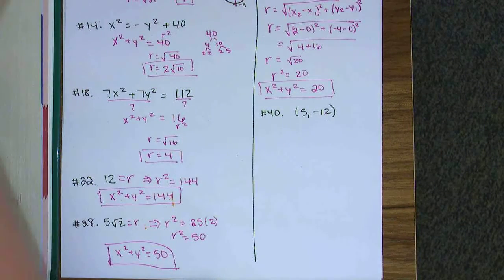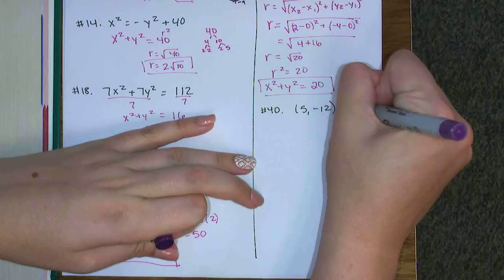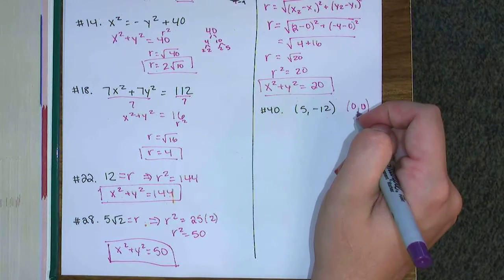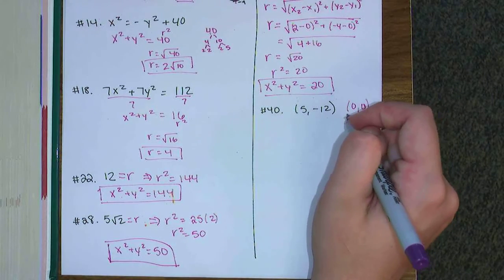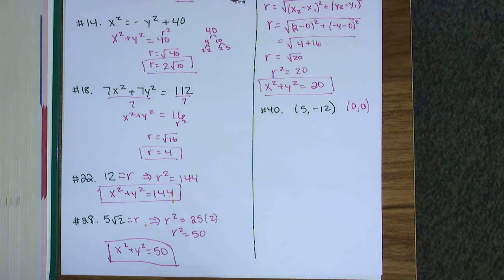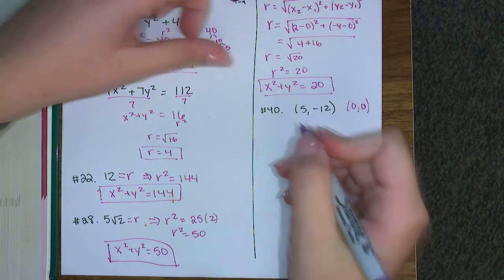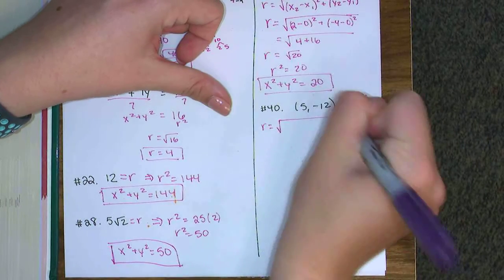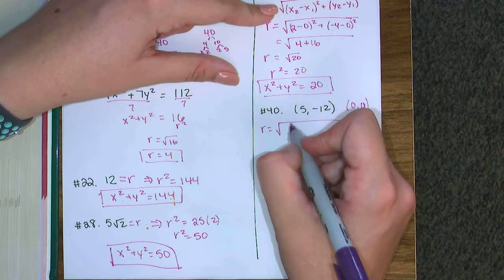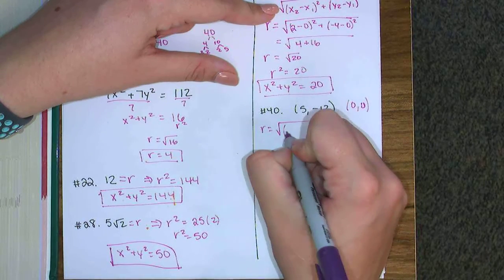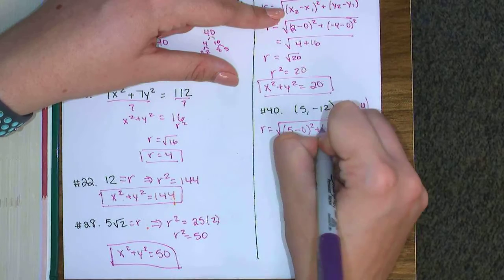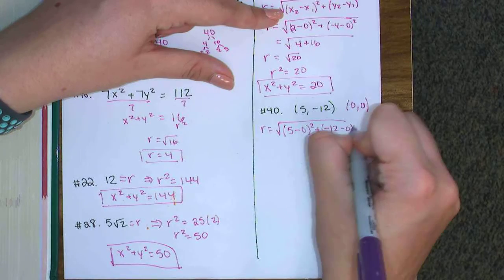So again, we're also looking at the point 0, 0. Okay, and this would work for wherever it tells you that the center of the circle is. Whatever the center is, if the center was at 3, 3, you'd put 3 and 3 here. Okay, so that's literally all you're doing. So R is equal to the square root of, I'm not going to rewrite the formula since I already have it written up here in this case. Let's see, so x2 is 5 minus 0 squared plus negative 12 minus 0 squared.